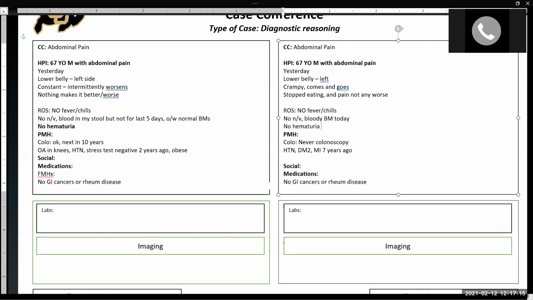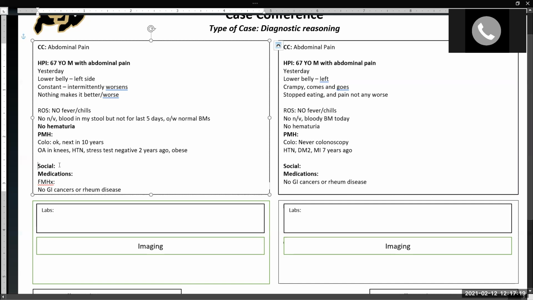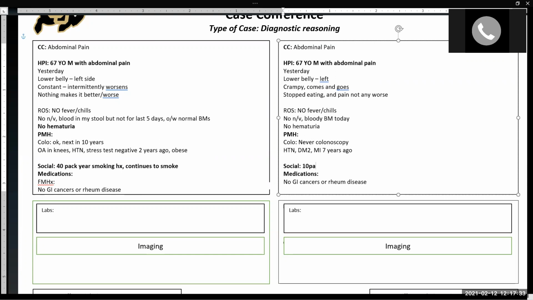Any alcohol use, smoking history, substance use? Great. So the patient on the left has a 40-pack year smoking history and continues to smoke. This patient on the right smoked 10-pack years and quit 30 years ago. And neither drinks excessive alcohol.